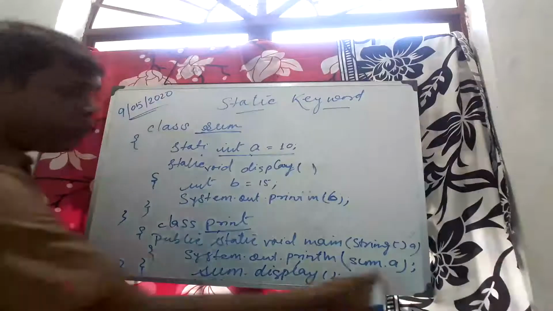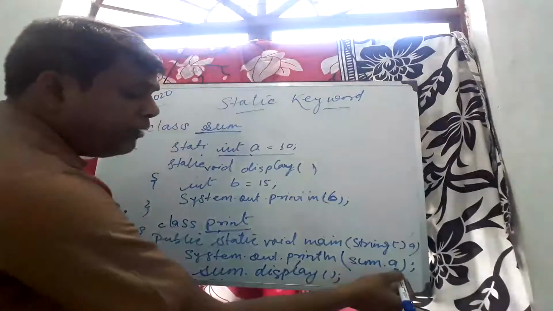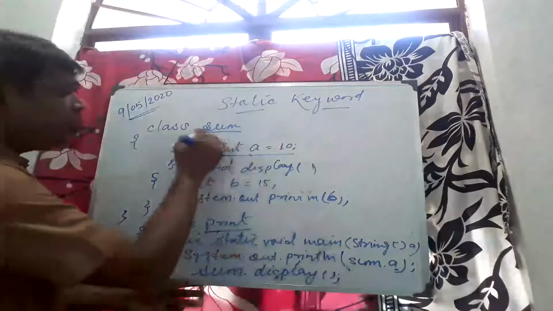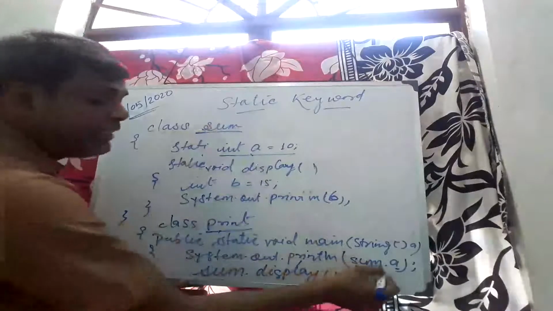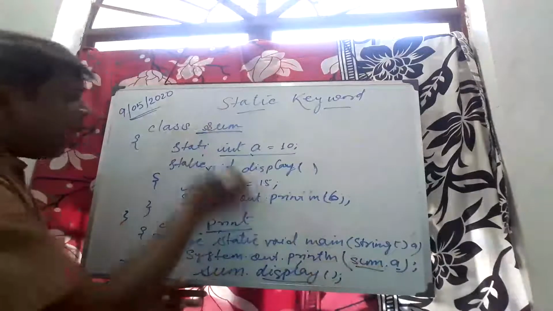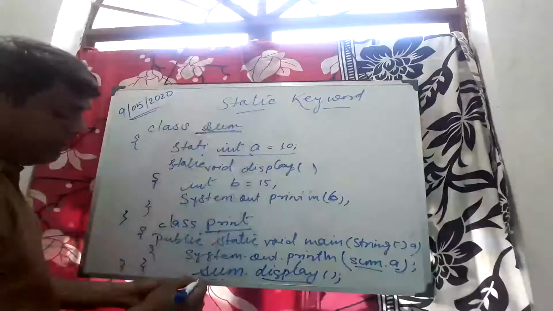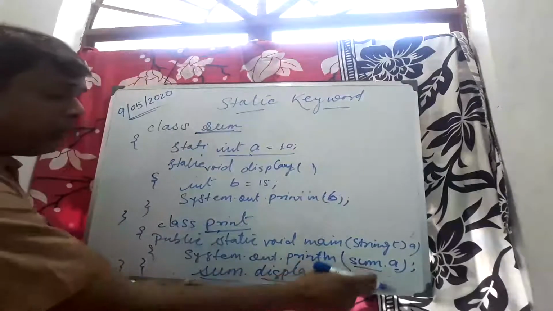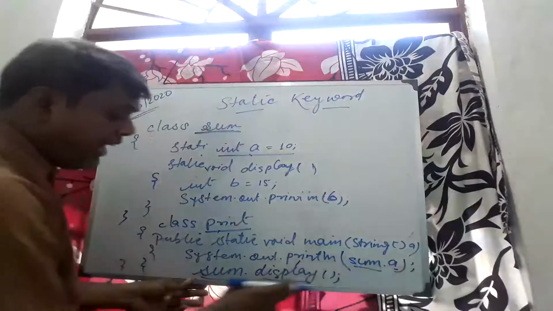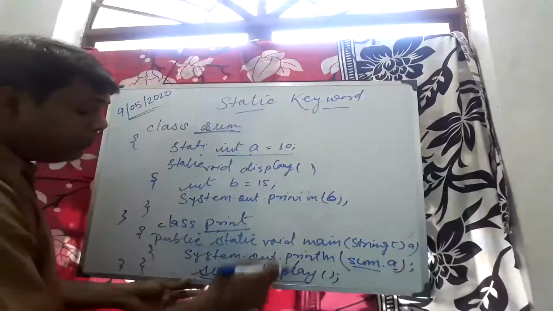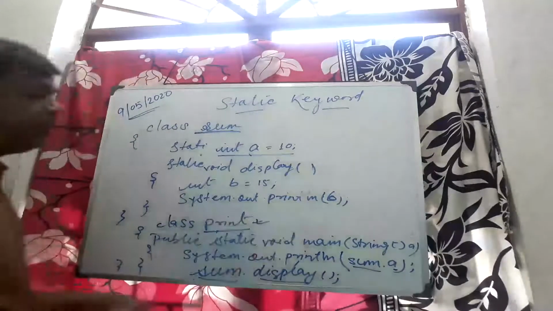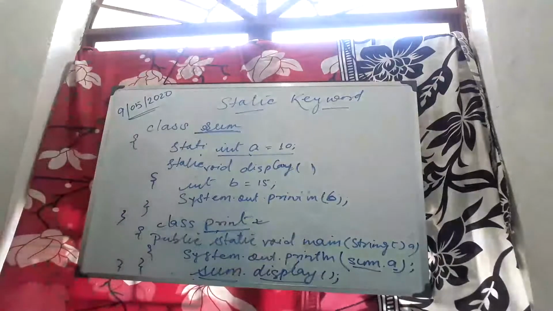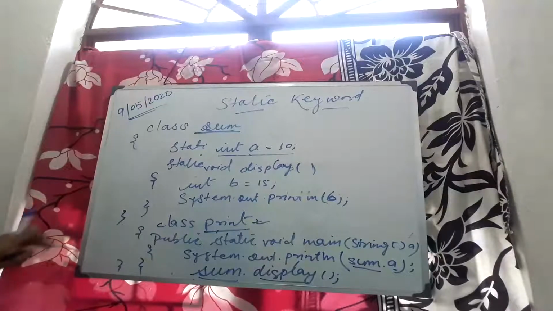Clear? So here, to use this static variable, I have used the reference of the class where it has been defined, sum, and to call this method, I have used the reference of the class sum, because I am printing the value of a as well as calling the method display in a different class, print. Clear? Now see one more thing.